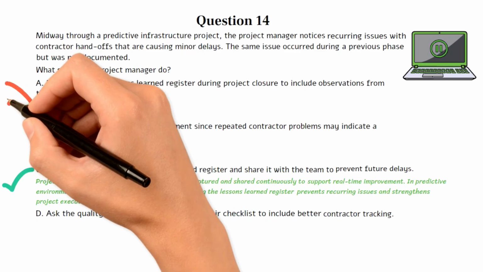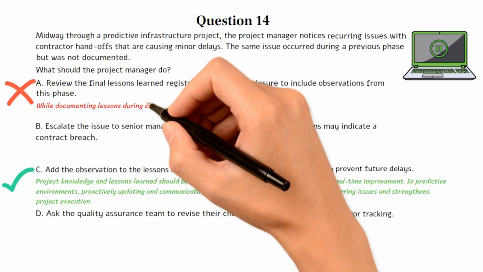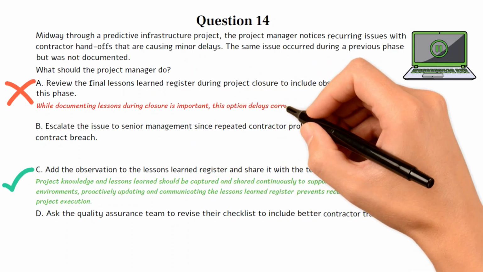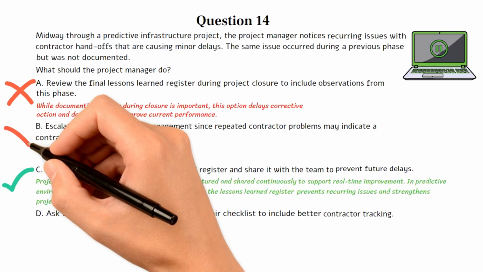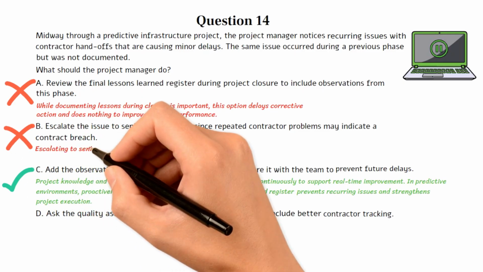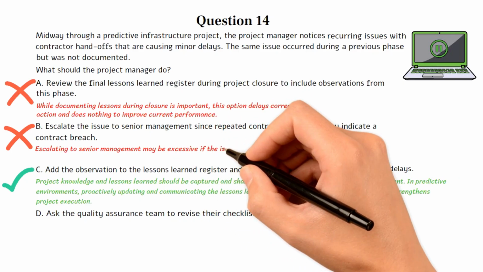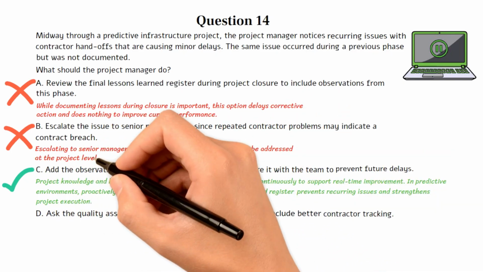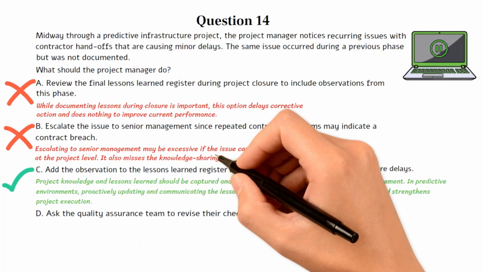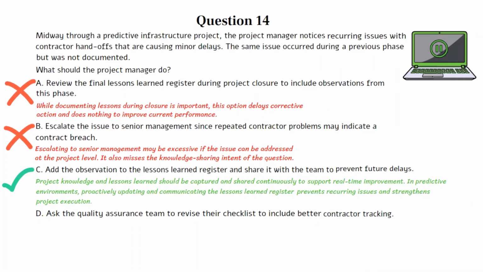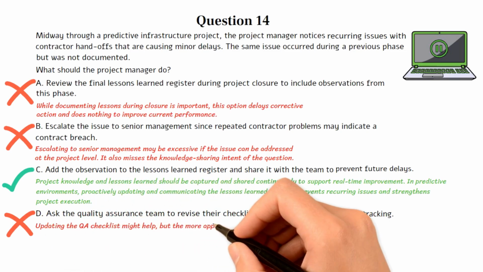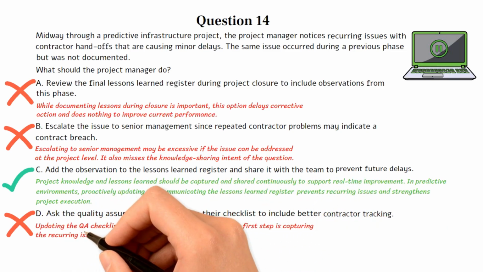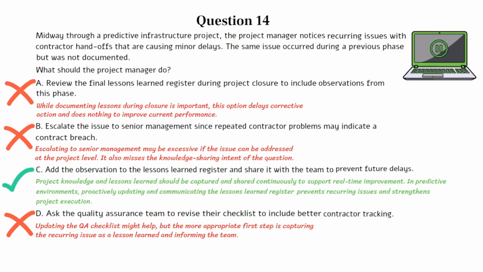Choice A is incorrect. While documenting lessons during closure is important, this option delays corrective action and does nothing to improve current performance. Choice B is incorrect. Escalating to senior management may be excessive if the issue can be addressed at the project level. It also misses the knowledge-sharing intent of the question. Choice D is incorrect. Updating the QA checklist might help, but the more appropriate first step is capturing the recurring issue as a lesson learned and informing the team. Let's move on to the next question if you're ready.